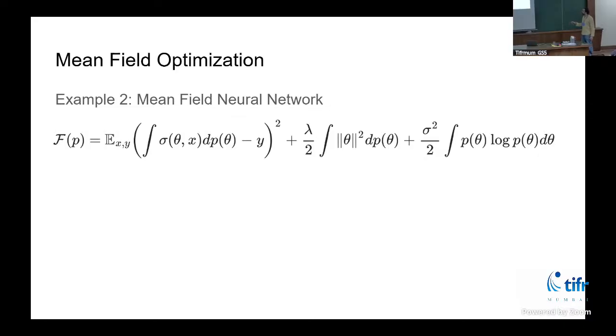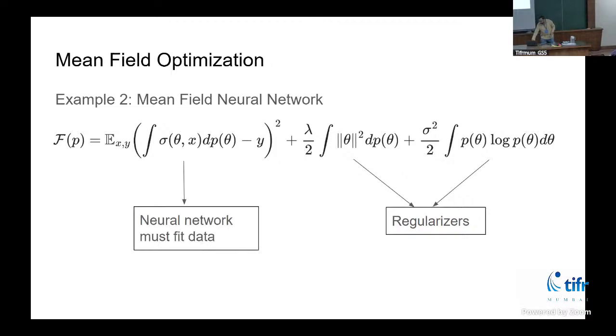Then this is a regularizer in the weight space, that is, you don't want the weights to become too large. And this is a regularizer in the space of probability distributions, the negative entropy. So you don't want it to become a Dirac delta, for example. You want it to have a smooth density. These are the regularizers, and the first term ensures that the neural network must fit the data.